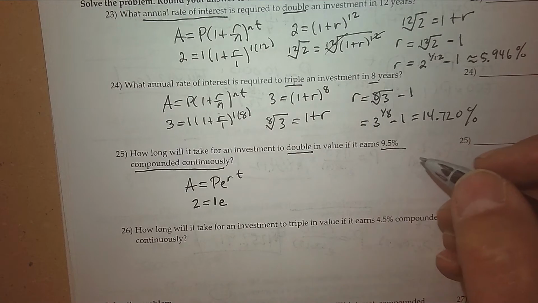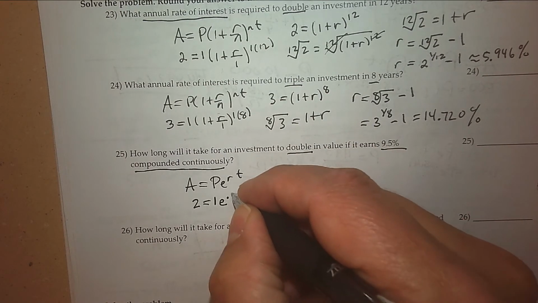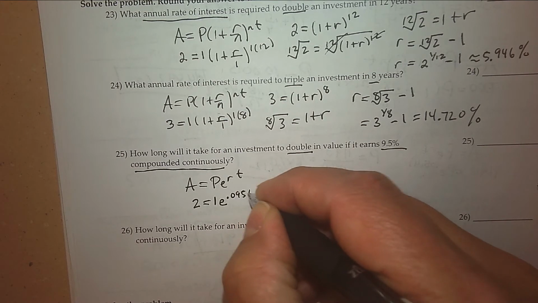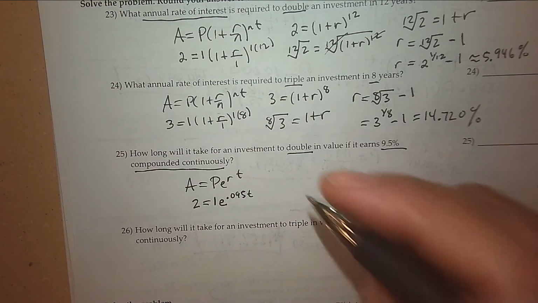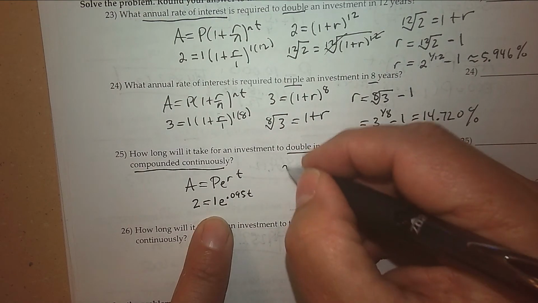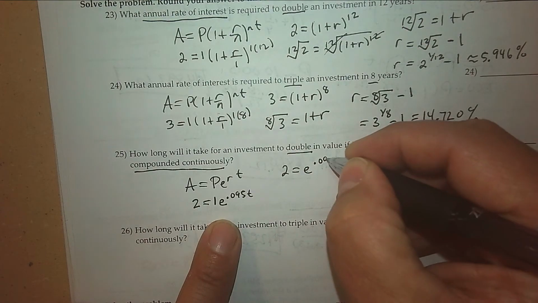The interest rate I'm given, which is 9.5%. So as a decimal, that's 0.095. And what I don't know is t. That's how long it would take. So I'm going to solve for t. So step 1, 1 times e is just going to be e to the 0.095t.